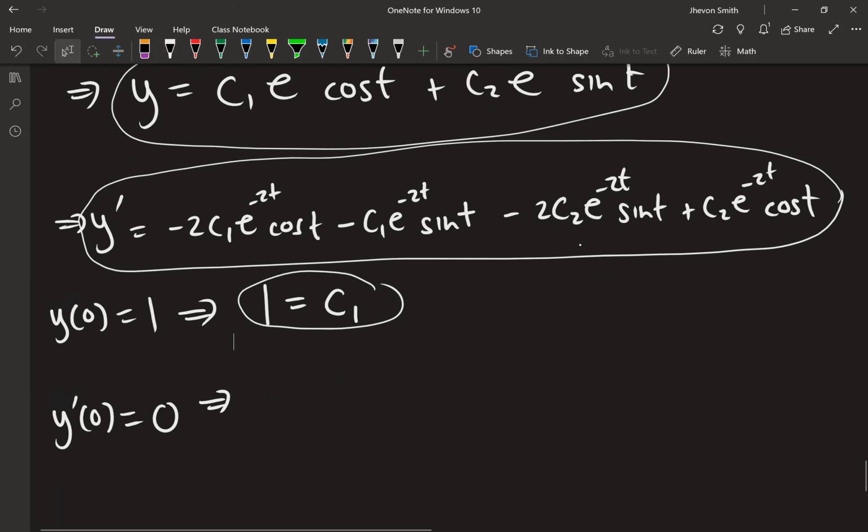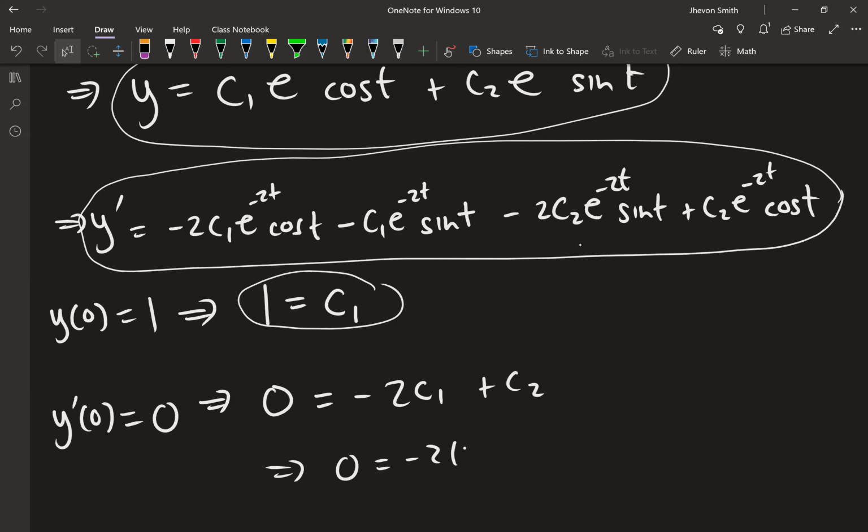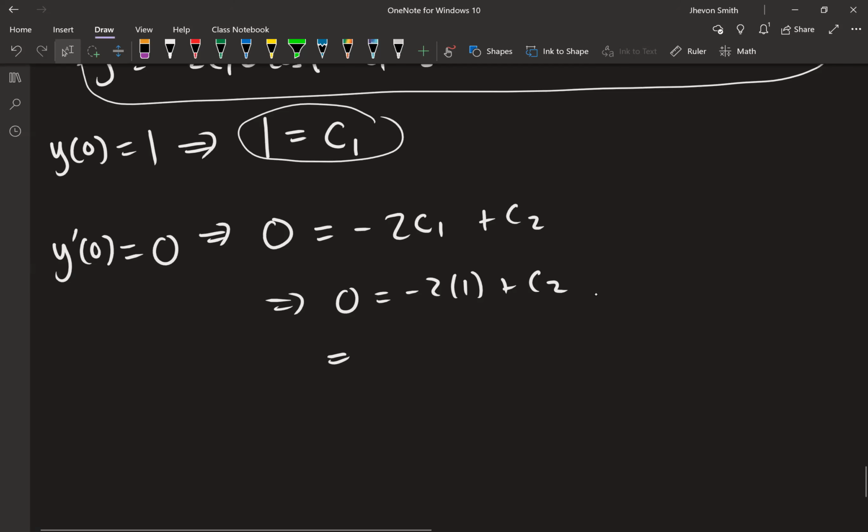If I go to y prime and plug in 0 for t, I would get 0 on this side. Everywhere I see cosine, that becomes 1 because cosine of 0 is 1. Everywhere I see sine, that's 0. So the second and third terms I can ignore. I would get minus 2c1 for the first term, plus c2 for the second term. But I already know that c1 is 1, so this is minus 2 times 1 plus c2. And so now I get that c2 is equal to 2.